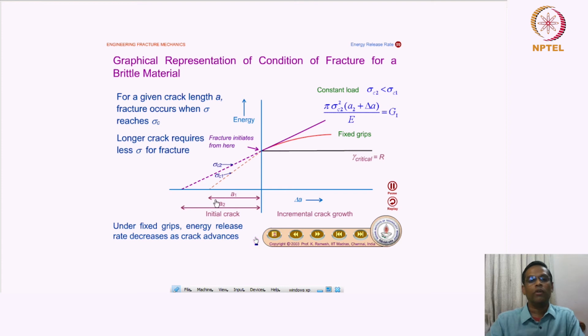So for a1, this kind of stress. For a2, then again it becomes sigma C, I mean sigma C2, and this is sigma C1. Okay, that's what's shown here. So this is for a fixed grip, and this is for a constant load.